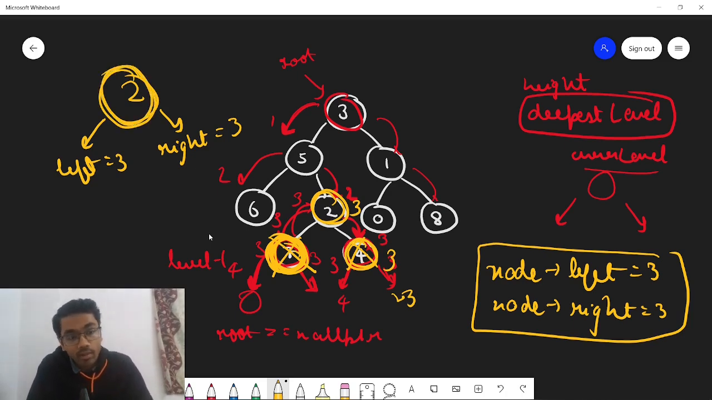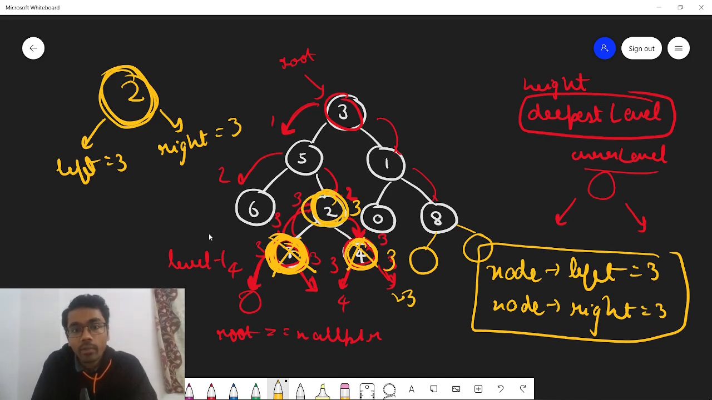Still, this can't be the final answer. We will be checking each and every position. What if we get some nodes here also? But for now our answer will be 2. And if we did not get any more deepest nodes, or any more nodes that are at the same level, we would be returning this 2 only, because this 2 has a left part which contains the deepest node and a right part which contains the deepest node.